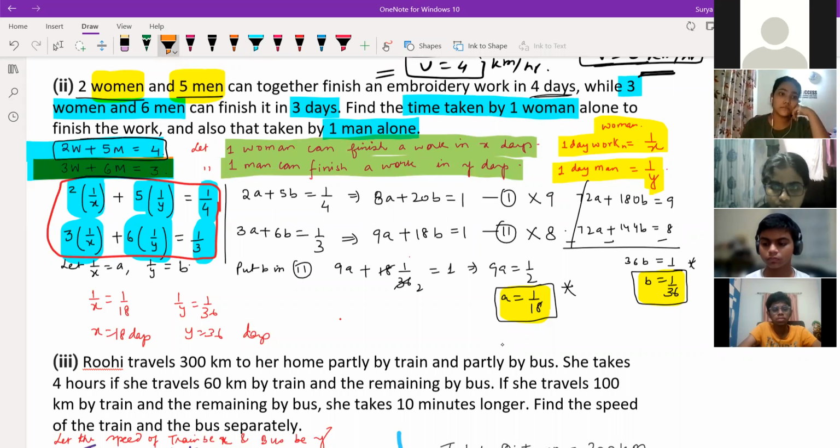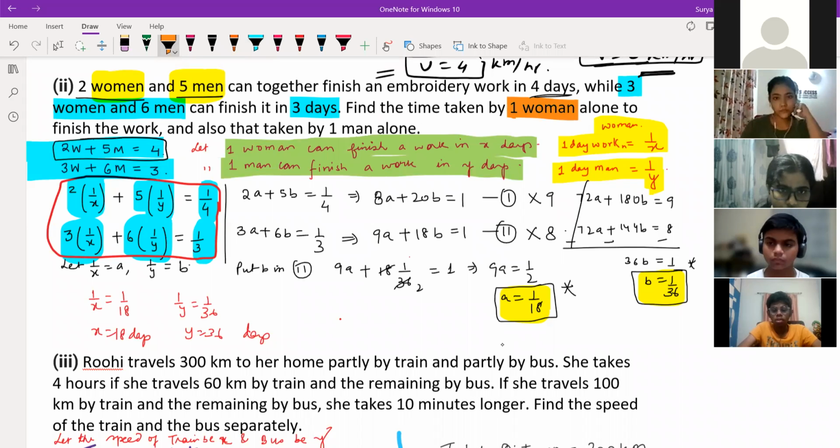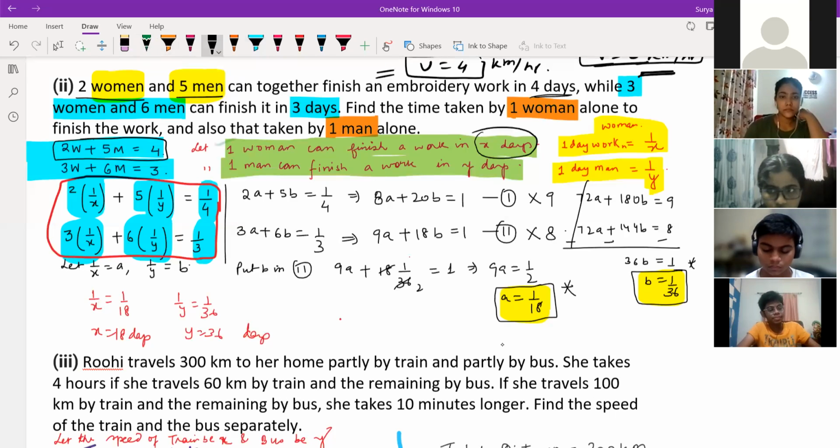2 women and 5 men can do it in 4 days, and 3 women and 6 men can do it in 3 days. So you have to find the number of days they will take. One woman how much will take, one man how much will take, okay? So remember, we start like this: one woman can finish the work in X days, and one man can finish the work in Y days. This you can write first.